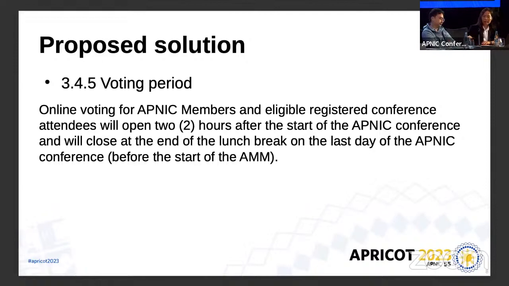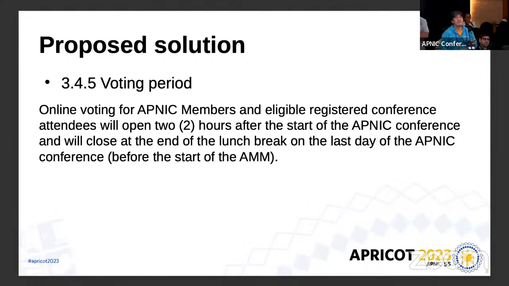Yes, thank you, Sienna. Amrita Chowdhury is going to ask a question on the screen. Thank you, Sienna. Just a point of precision, in 3.4.5 the change is very, very small. It's just that online voting for eligible registered attendees has been changed to online voting for APNIC members and eligible registered attendees. So it's exactly as it used to be, plus the APNIC members.